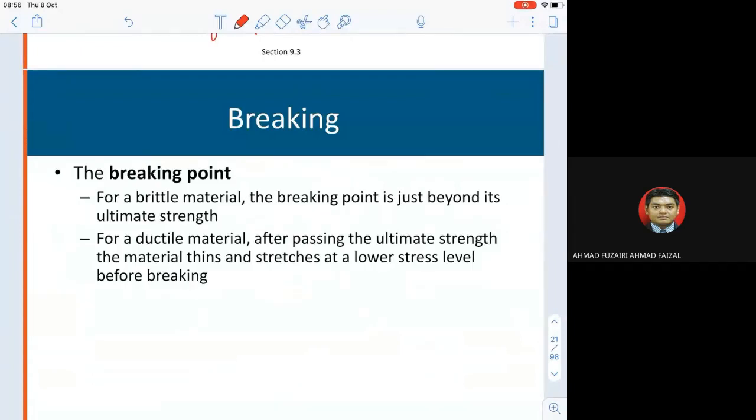So what does happen when we reach the breaking point for a brittle material? Brittle ni ialah mudah hancur. Hancur. Contoh dia macam batu bata.